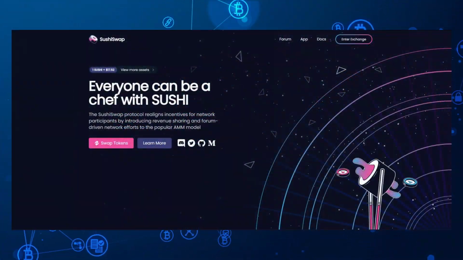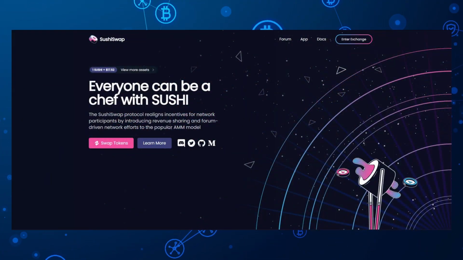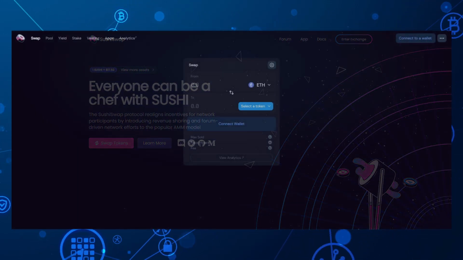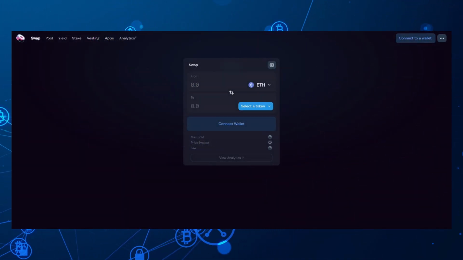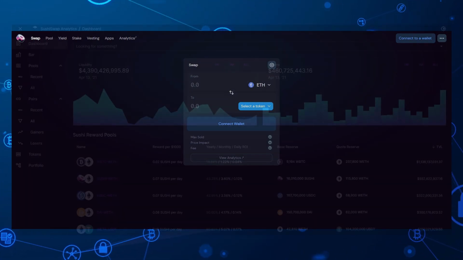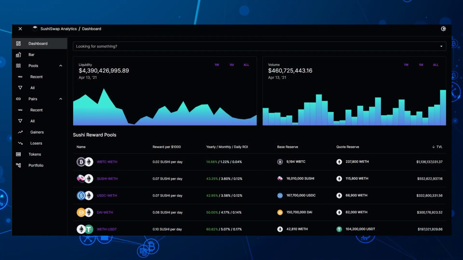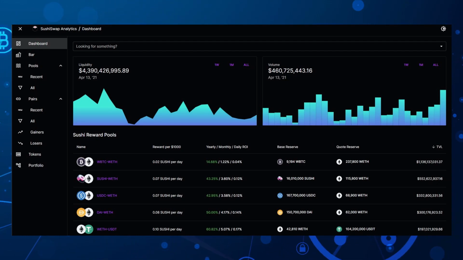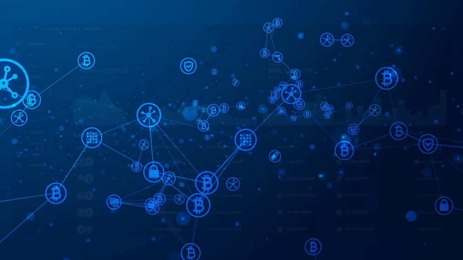SushiSwap, also known as Sushi, is an example of an automated market maker, an AMM, which is an increasingly popular tool among cryptocurrency users. AMMs are decentralized exchanges, which are smart contracts to create markets for any given pair of tokens. The total supply is 250 million, currently at 51% of its capacity.